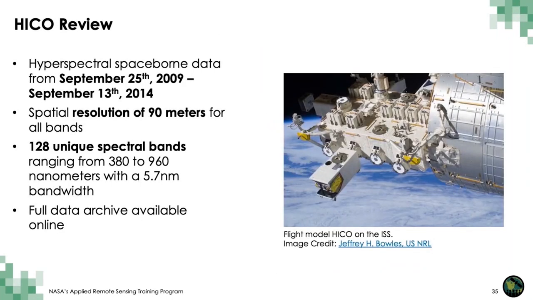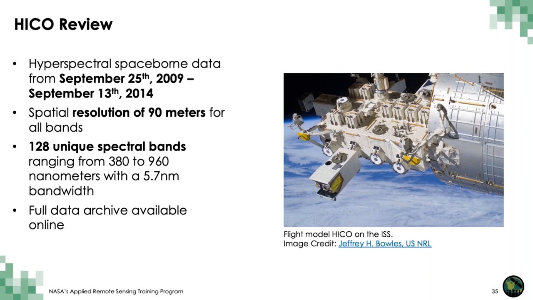In today's demo, we'll be using data from the Hyperspectral Imager for the Coastal Ocean, or HICO mission, that we've talked a little bit about in this session and the first session of our hyperspectral trainings. HICO was mounted on the International Space Station and was the first space-borne sensor designed to sample the coastal ocean. HICO was in operation from 2009 to 2014, and data were collected over 128 bands ranging from 380 to 960 nanometers with a 5.7 nanometer bandwidth, in a variety of oceanic, coastal, and freshwater areas around the world.